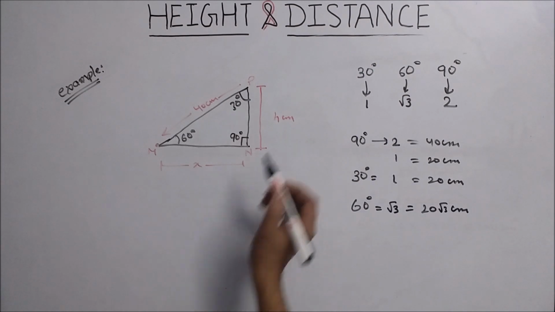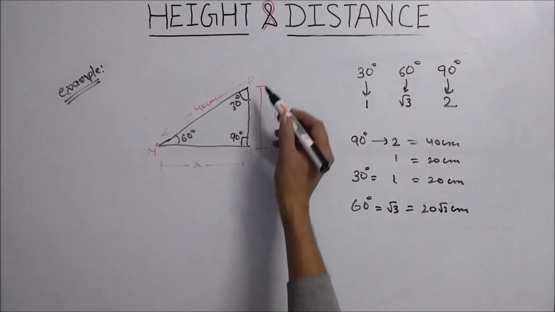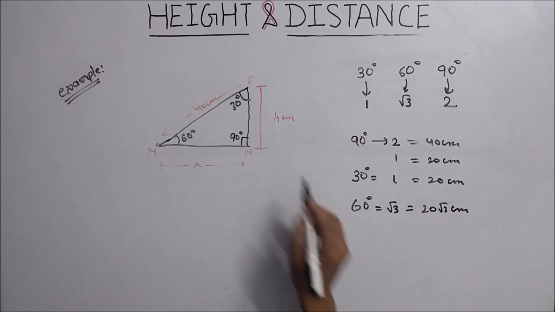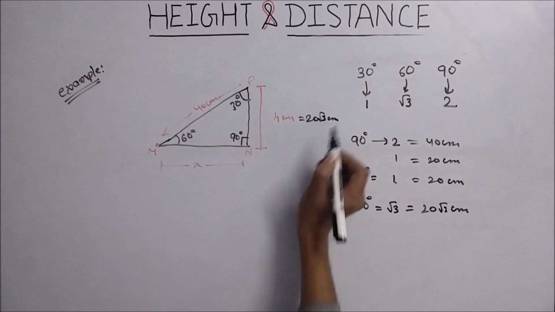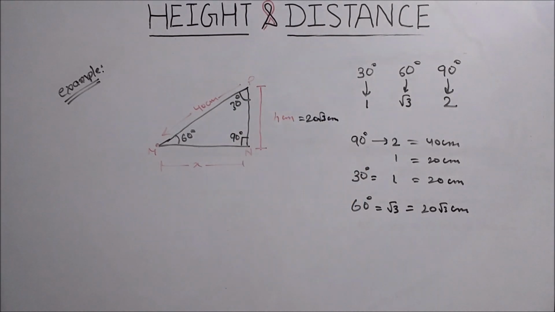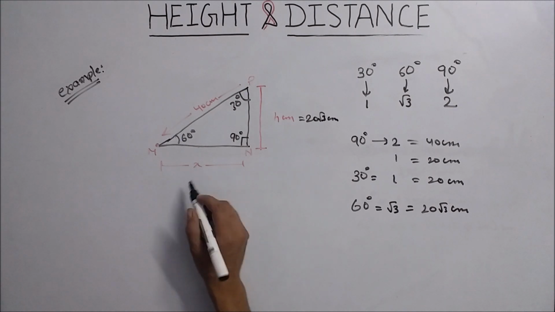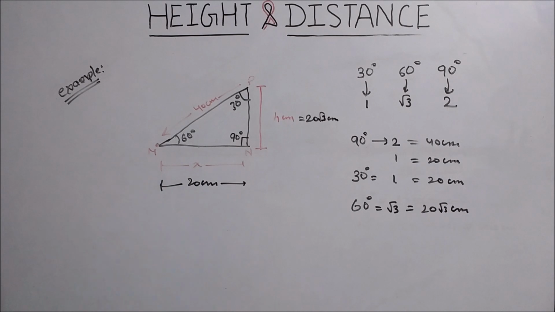Again, if we're talking about the height of the tree, the height of the tree is opposite to the angle 60, and what is the value of angle 60? That is 20 root 3 centimeter. And if you're talking about the 30 degree, or you can say the distance between M and N, that is 20 centimeter, is your answer.